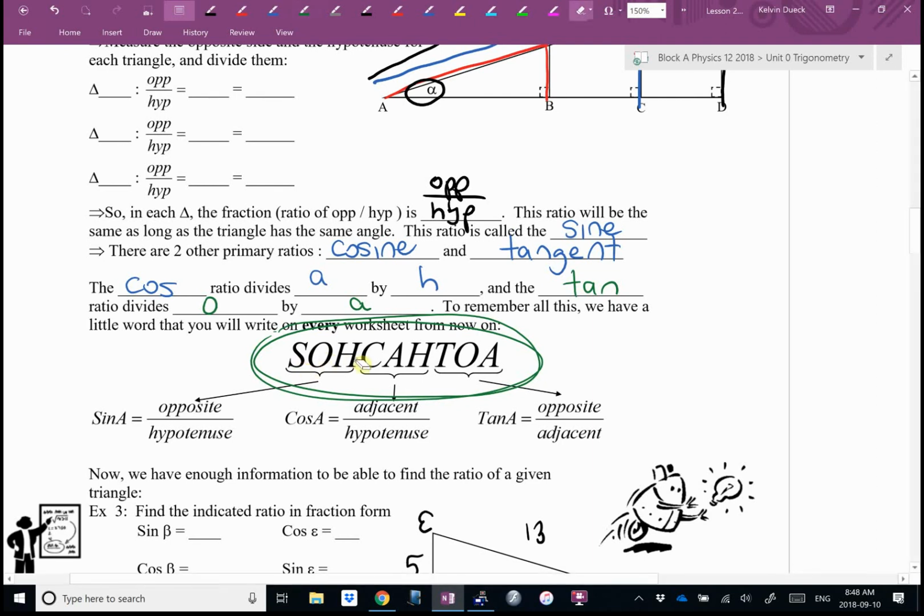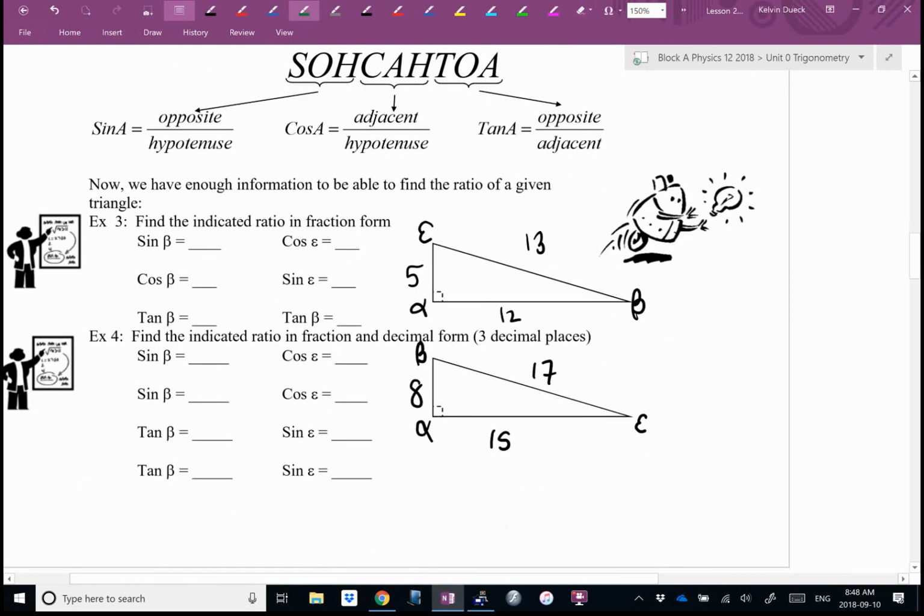Sine is opposite over hypotenuse. Cosine is adjacent over hypotenuse. Tangent is opposite over adjacent. And so now we have enough information to find the trig ratio of a triangle. All right. Sine of beta in this triangle here is what over what? Well, it's opposite over hypotenuse. What's the hypotenuse in this triangle here? 5, 12, or 13? What's the opposite to angle beta, the 5 or the 12?